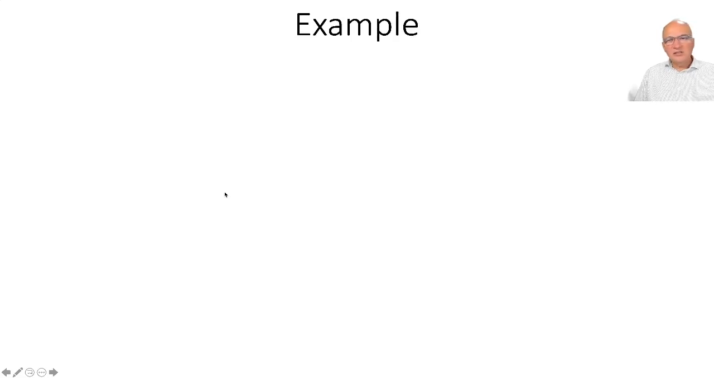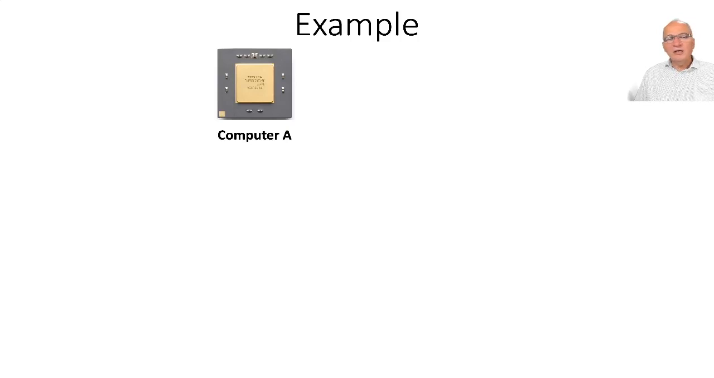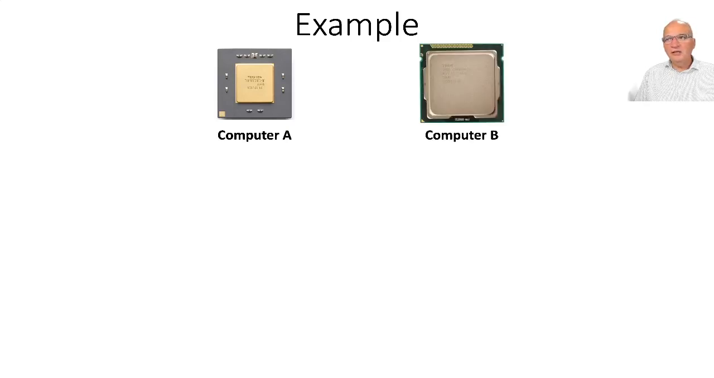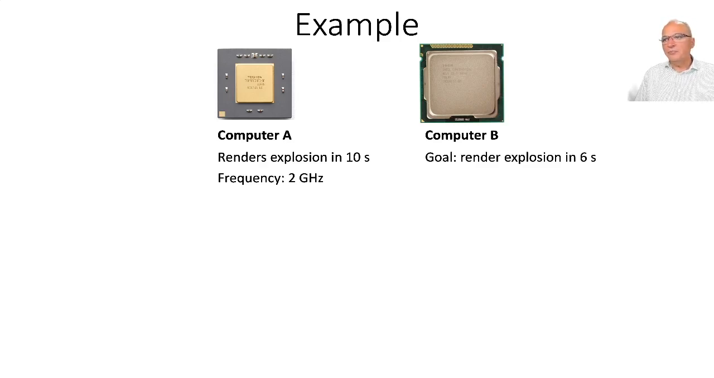So let's look at an example of a calculation that comes from an exercise that may have appeared either in homeworks or in exams in the past. In this example, I have a computer A and a computer B. The computer A can render an explosion. Remember the example with rendering an explosion for a movie from the previous lecture. So this computer A can render the explosion in 10 seconds and has a frequency of 2 gigahertz for execution.